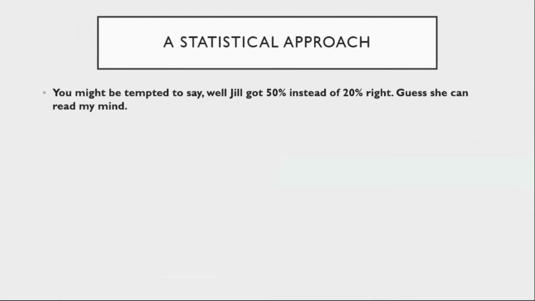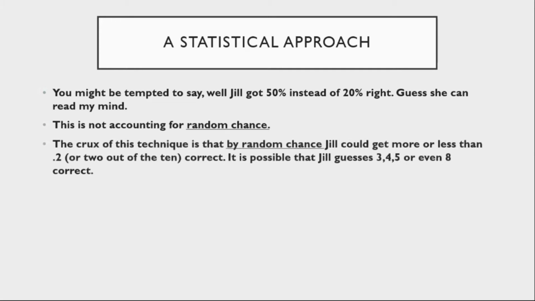Now, you might be tempted to say, well, she just proved it, right? She read our minds. She got 50% correct. But that's really not taking into account something that probably already sprung to mind for most of you, and that's that there's a chance she could have guessed all of them right. So what we need to account for is that Jill could have, by chance, gotten 3, 4, 5, 9, 10 correct, even though she was only supposed to, quote unquote, get 20% correct.